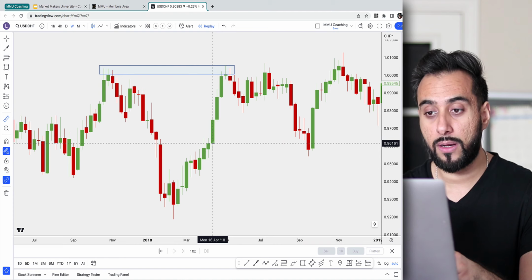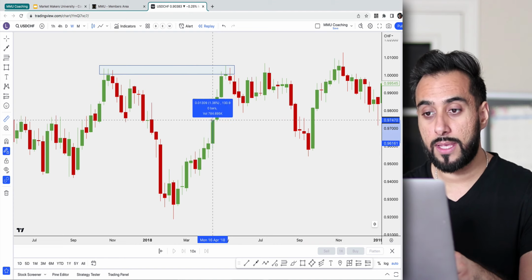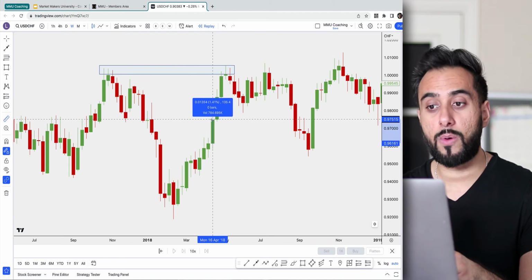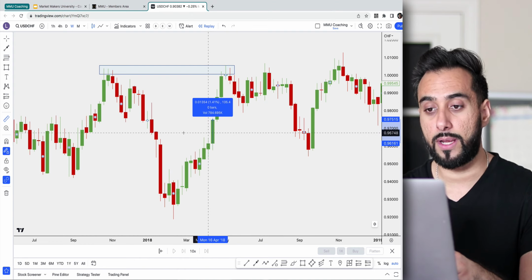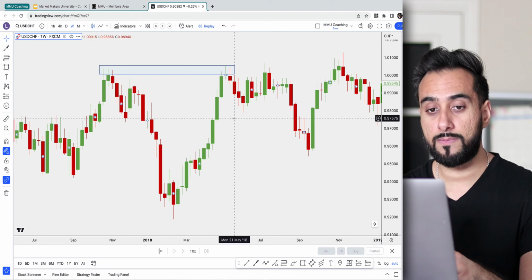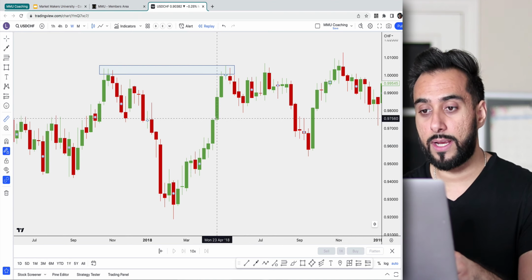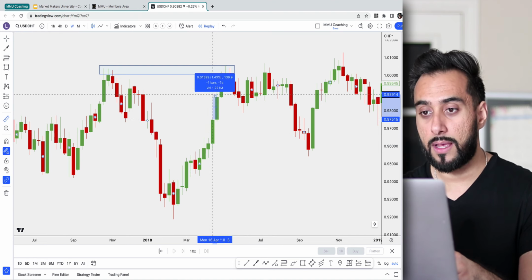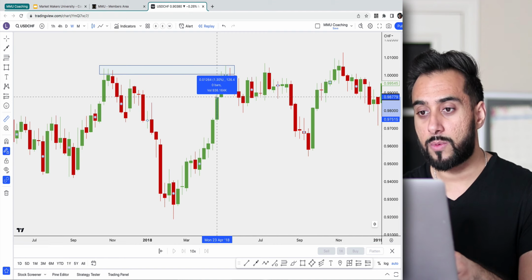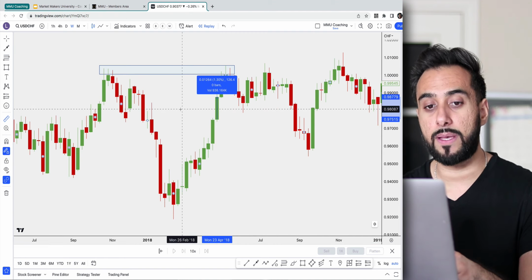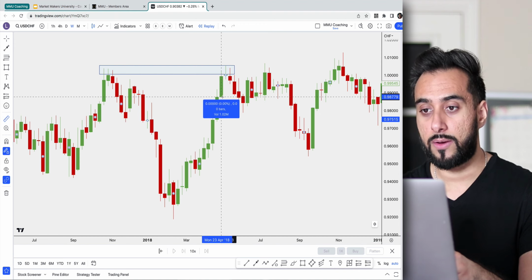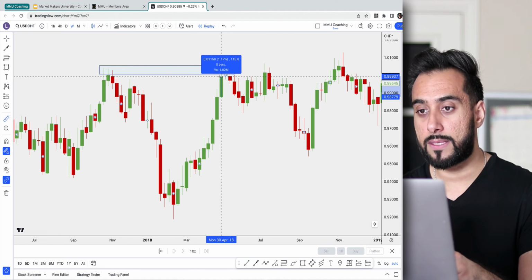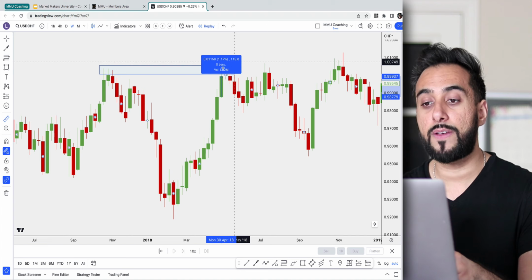So I'm going to click right here, and I'm going to measure the top of the candle. You can see this is around 135 pips, 135 pips for this green candle right here. Let's measure the next one. The next one starts down here, ends right up here. This one is around 126 pips. Let's measure the next one here. This one starts down here, ends up here. This one is 115 pips.